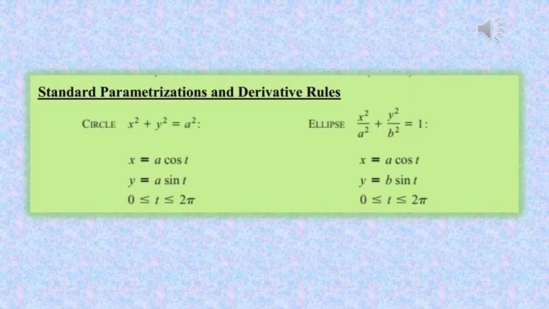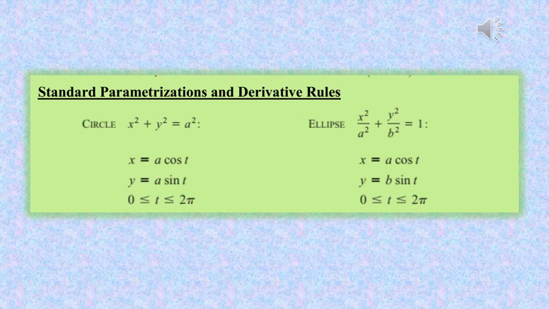Some standard parametric equations for the circle and the ellipse. The standard parametric equation for the circle is x equals a cos t and y equals a sine t. We put x equals a cos t in the equation of the circle on the left side, then we take the square on both sides: x square equals a square cos square t. Similarly, we put the value of y square, that is a square sine square t. After substituting and simplification, we obtain a square, which equals the right side.